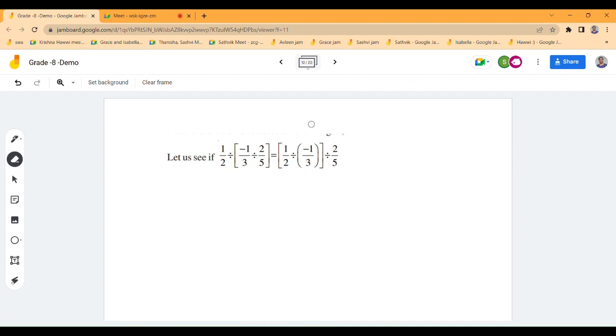Can you just do that division part? Ma'am, should I divide and show? Yeah, just do it. You can do it yourself, and just check whether LHS is equal to RHS. Yes, ma'am.